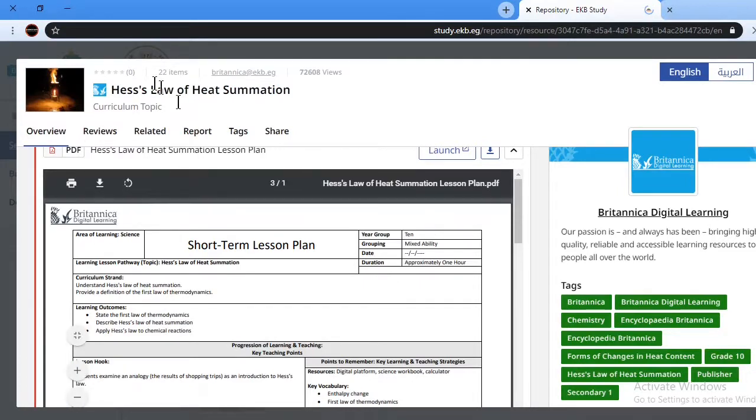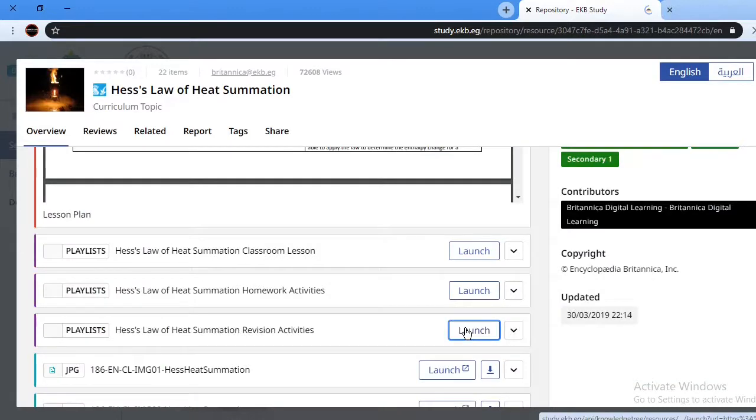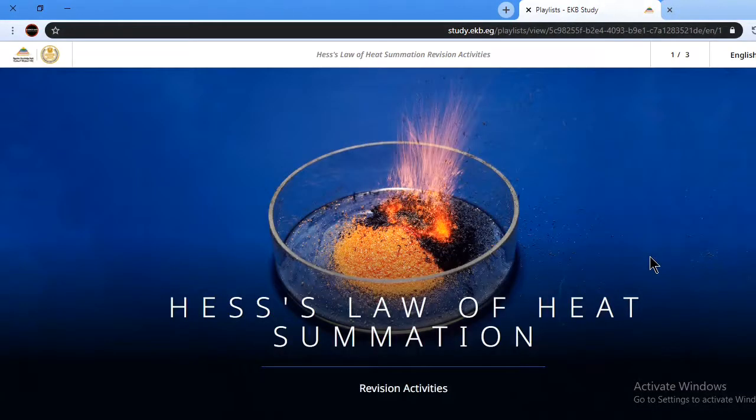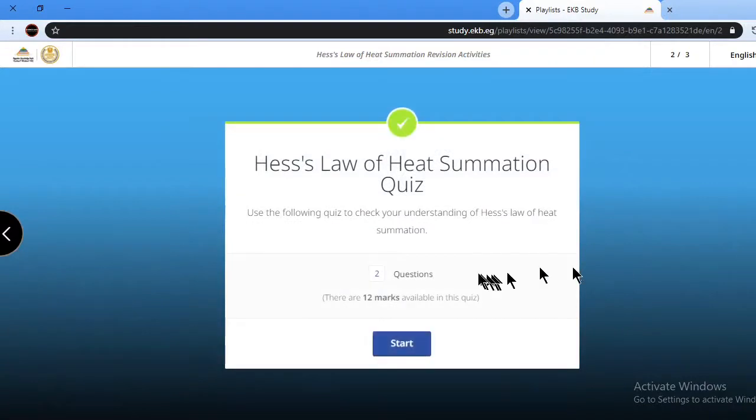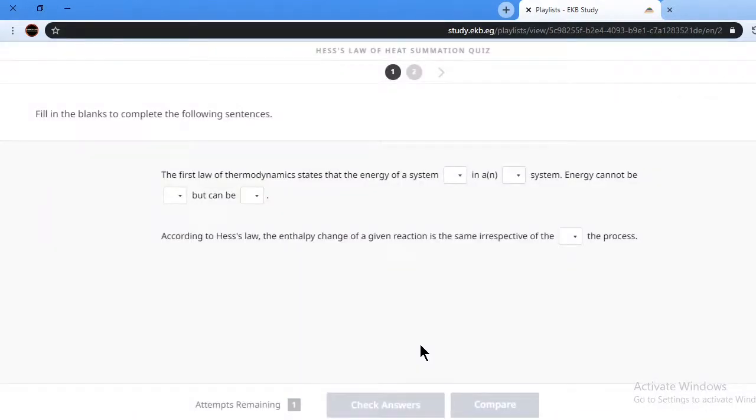Okay, Hess law of heat submission. I will choose Hess law of heat submission, revision activities, launch. Let's start. We will solve 2 questions. There are 12 marks available in this quiz. Start. Fill in the blanks to complete the following sentence.